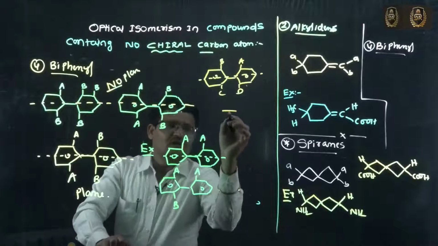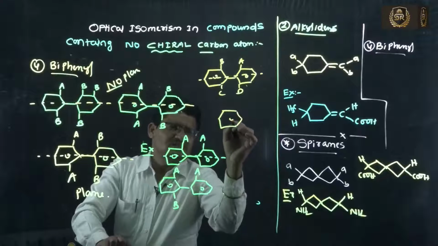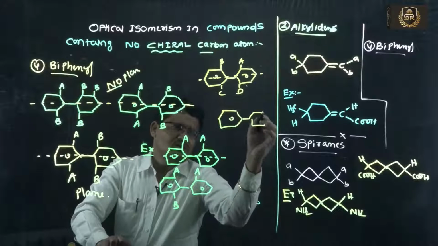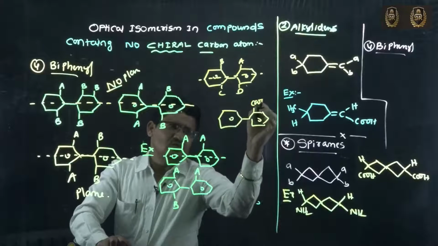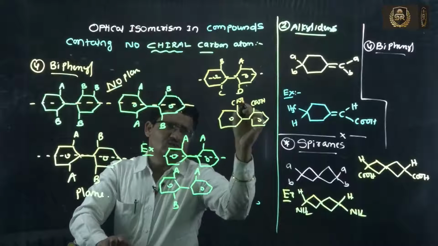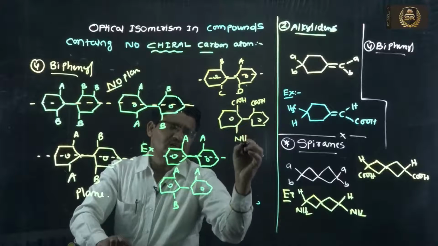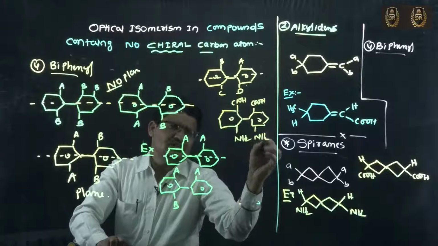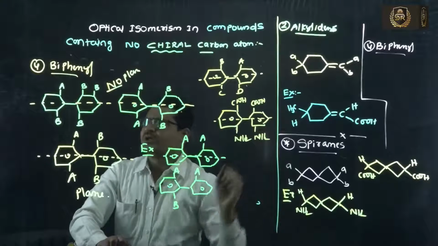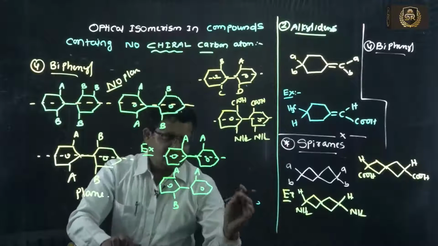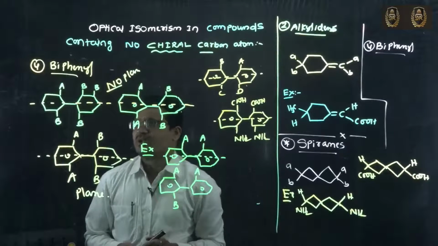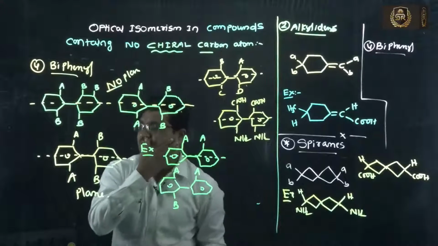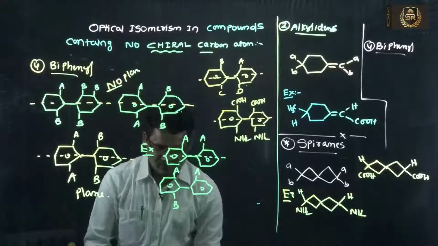Next one, for example, this is one of the compounds: this is COOH, this is COOH, this is NH2, this is NH2. It also has no plane of symmetry. So these contain no plane of symmetry and no chiral carbon atom. The best example is biphenyl.